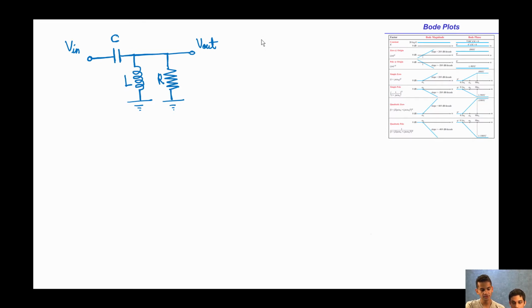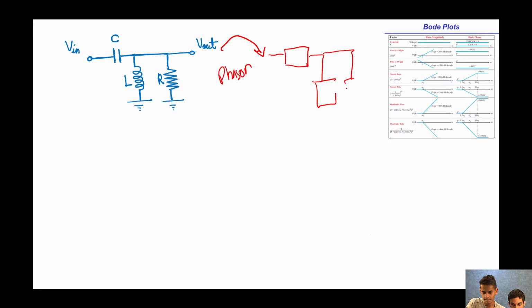Anyways, to get started, the first thing that we want to do is derive a transfer function. We have to move this circuit over to the phasor domain, into the phasors. So to do that, we note all of these circuit elements as respective representations in the phasor domain.